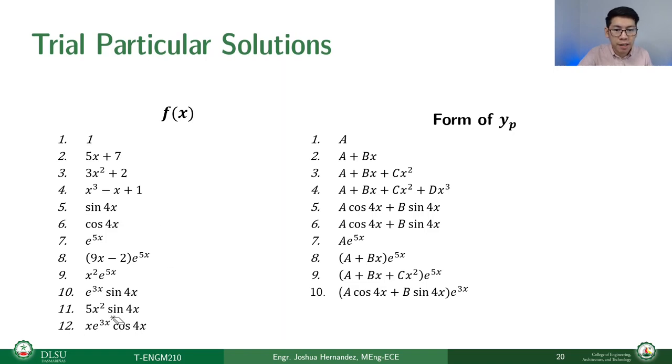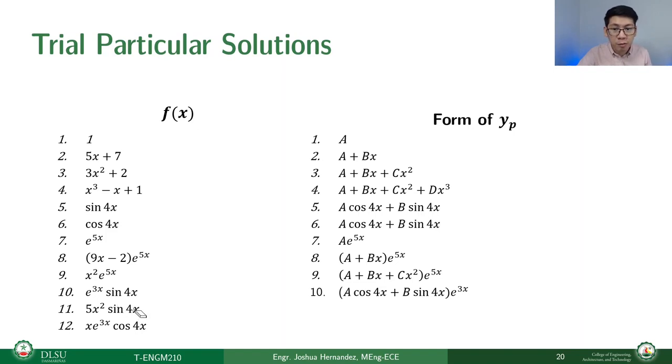How about number 11? 5x squared sine 4x. So this one has two. Polynomial and sine function, case 1 and case 3. How will our trial solution look? We know that our 5x squared will reach up to cx squared. So that would be a plus bx plus cx squared.